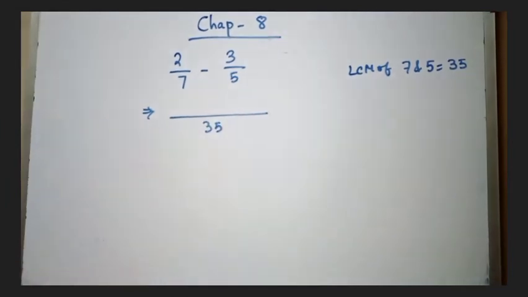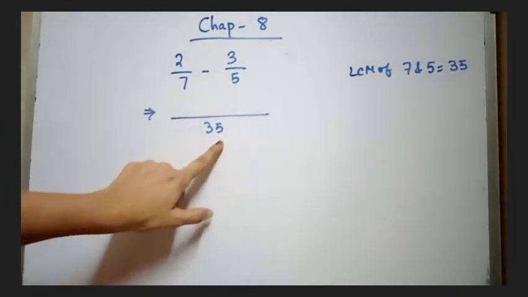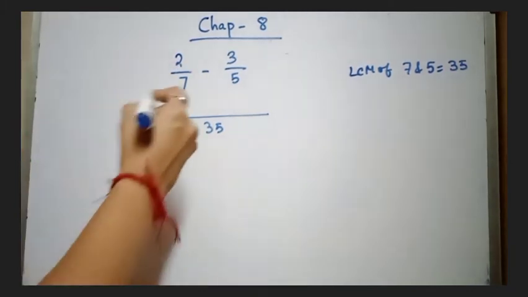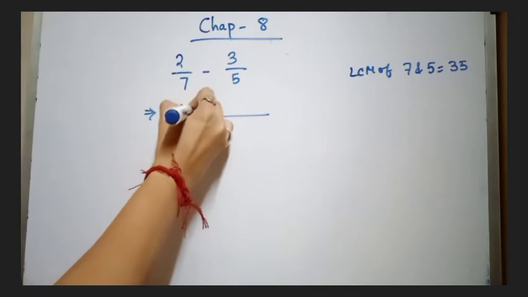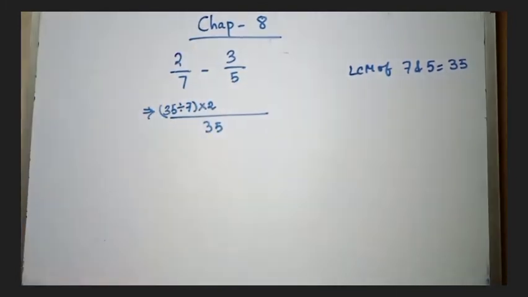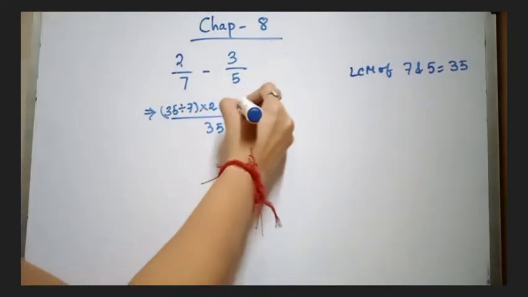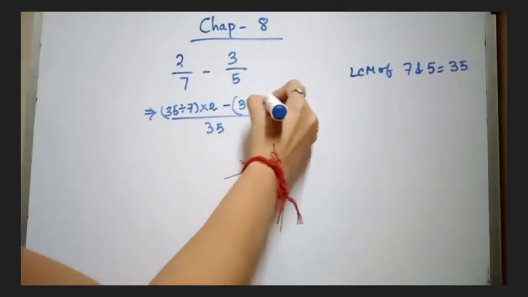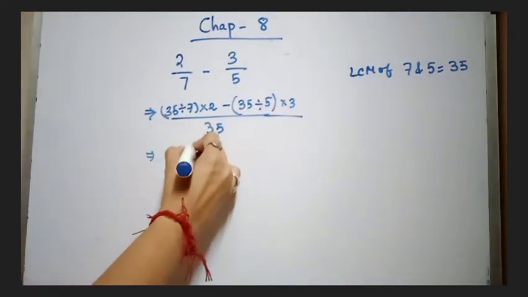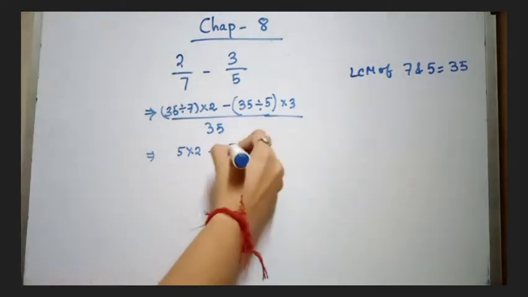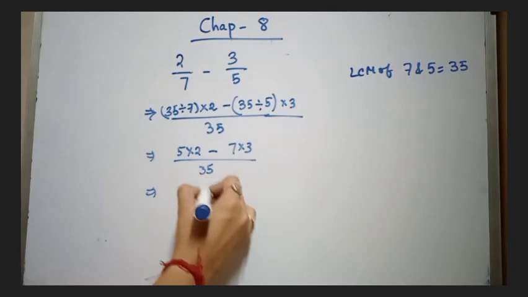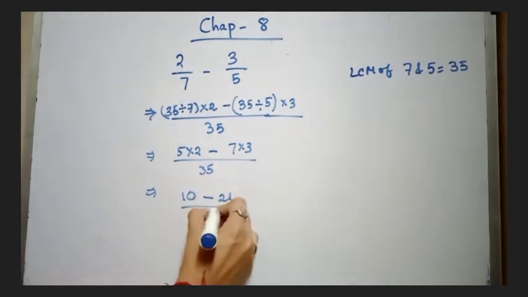The next process is, whatever this number is, first we have to divide this number by this denominator. So 35 by 7, and whatever is in the numerator will be multiplied with this. Next, 35 divided by 5, and 3 will be multiplied. So what we get is 5 into 2 minus 7 into 3, divided by 35. So 10 minus 21 by 35.